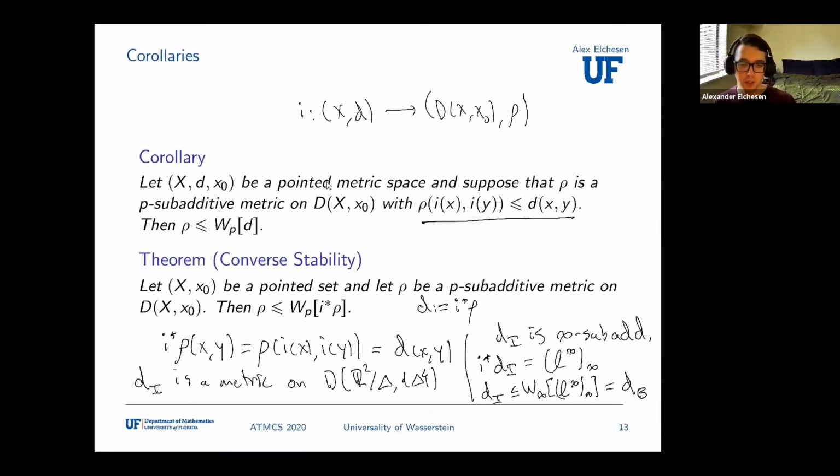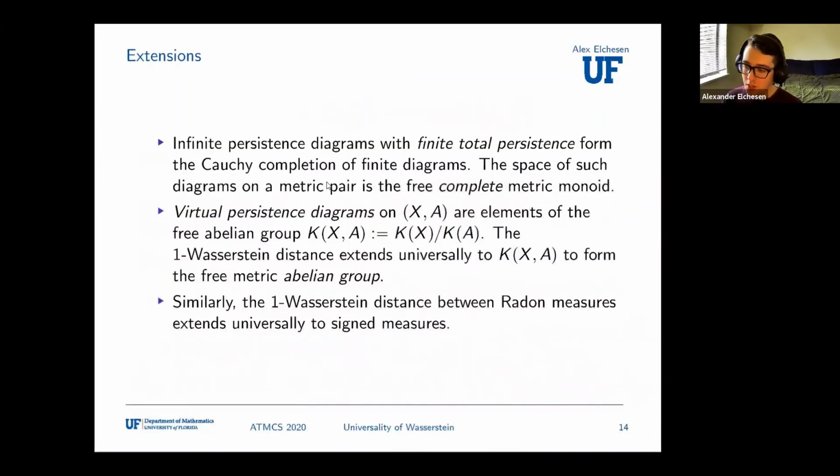And this also holds for rectangle barcodes. We can get a similar result. Okay, so that's mostly what I wanted to talk about. And I just wanted to say that these ideas extend to other settings. So infinite persistence diagrams with finite total persistence, those are just the Cauchy completion of finite diagrams. And so by composing our universal property with the universal property of the Cauchy completion, we get that the space of infinite diagrams is the free complete p-subadditive metric monoid. So there's an analogous universal property there.